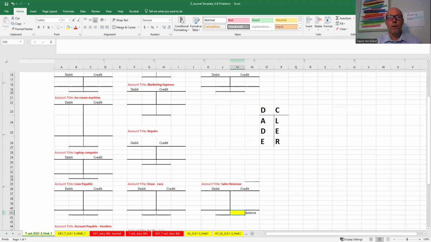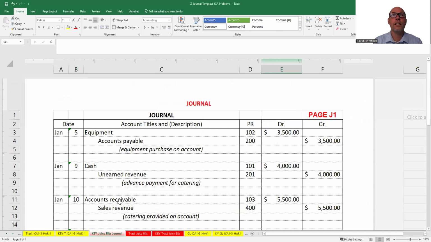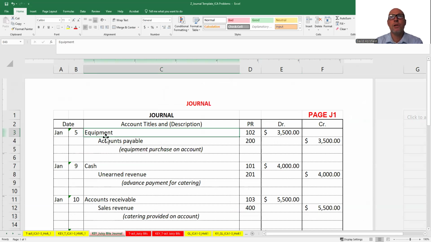Okay, so back to looking at the journal, which is where we get the data from to put into the T accounts. So let me go back and share this document here. The journal is going to look like this. The T account for equipment is going to have on January 5 a debit dollar value of 3,500.